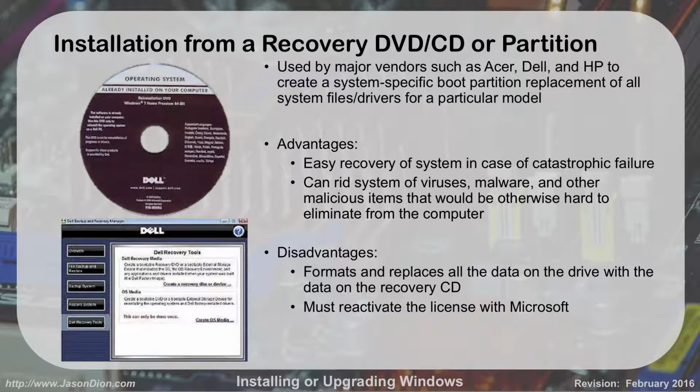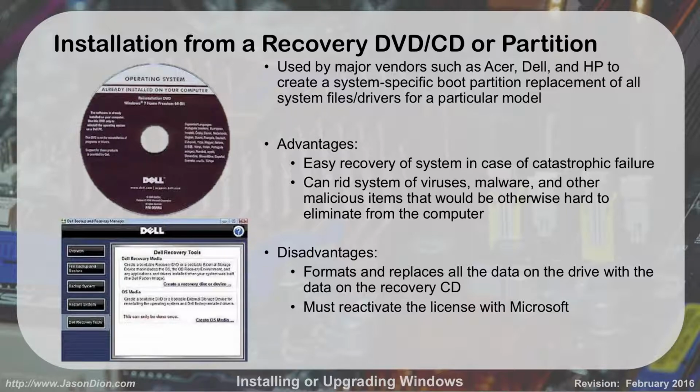You'll click on Recovery Tools. It'll say, do you want to recover this? And you'll say yes, and it will overwrite the entire hard drive. The nice thing, very easy to restore your system in case of a catastrophic failure. If your hard drive is just completely dead, you can replace the hard drive, put in the recovery disk, and it will copy all the files over again for you.